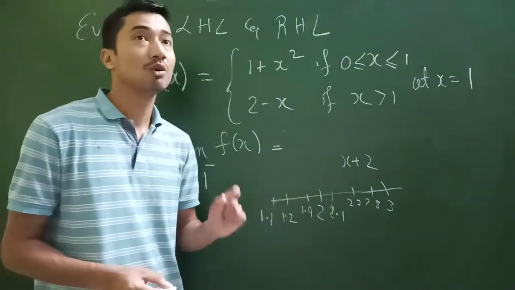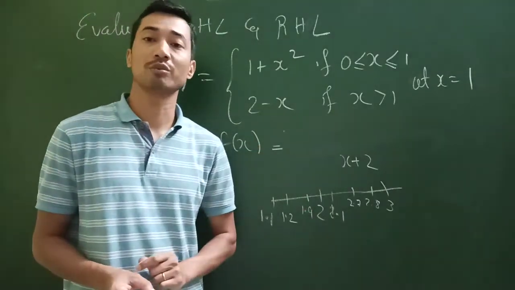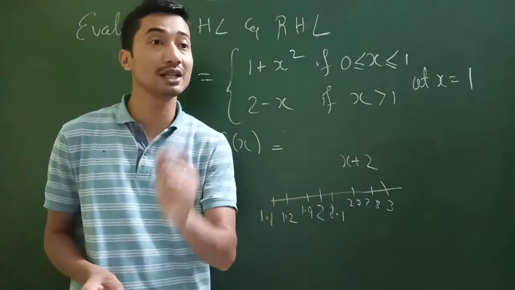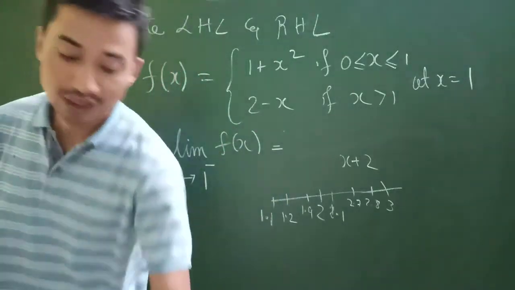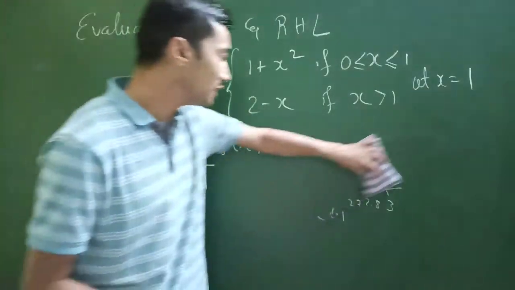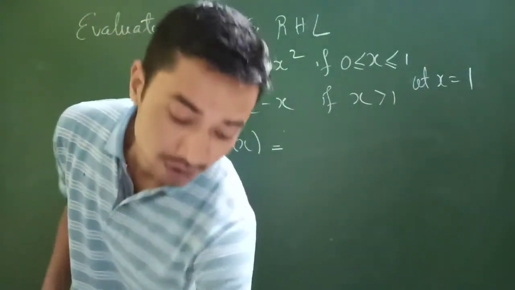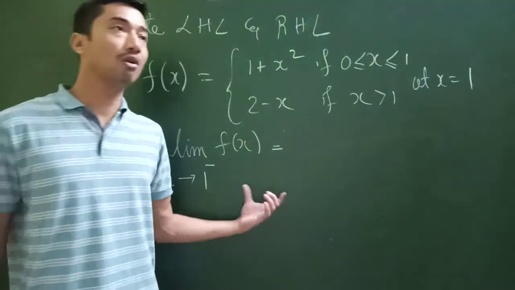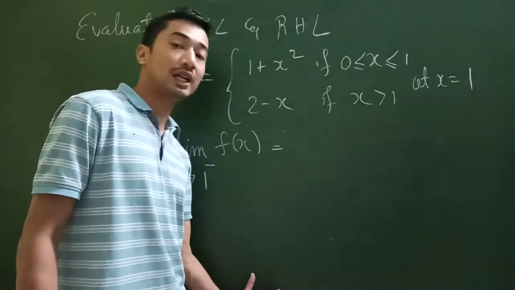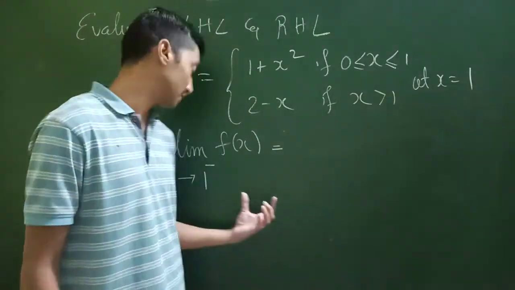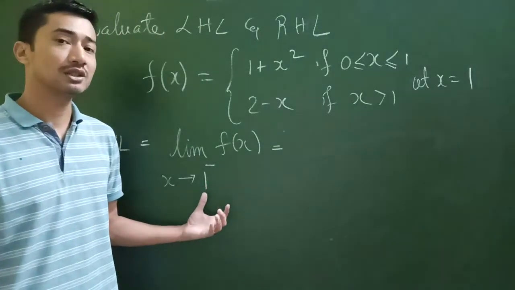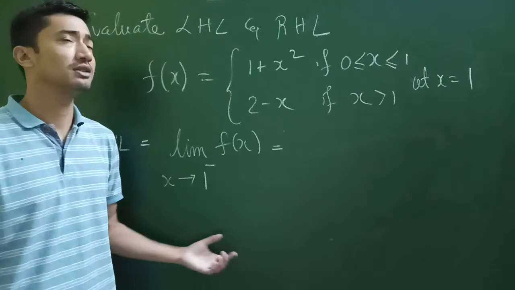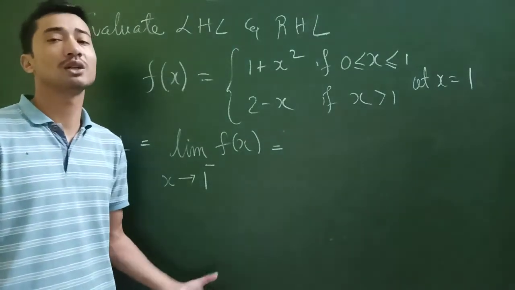So 1.99 will be better than 1.9. 1.999 will be better than 1.99. So the smaller the interval, the better for us. But for this kind of questions, we cannot go on doing it for different values and then find the values, isn't it? Approaching 1 from the left hand side, like 0.9, 0.99, 0.999, we can't do that.